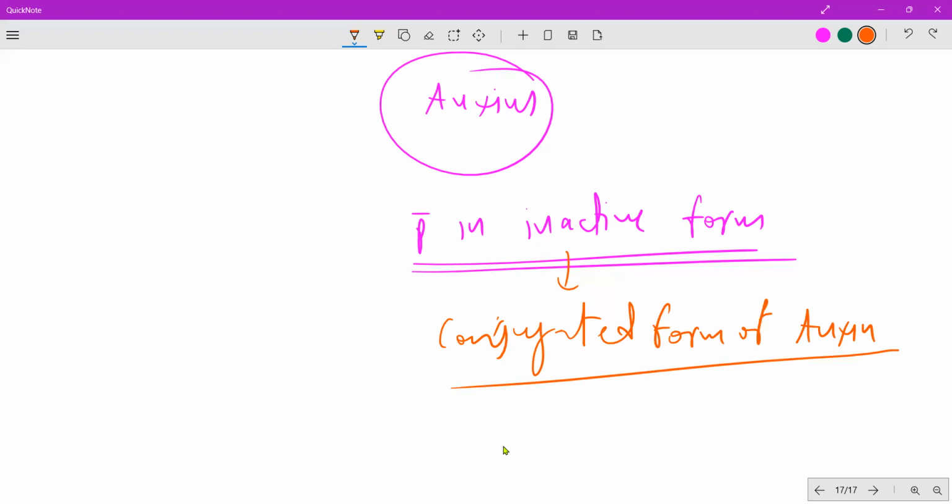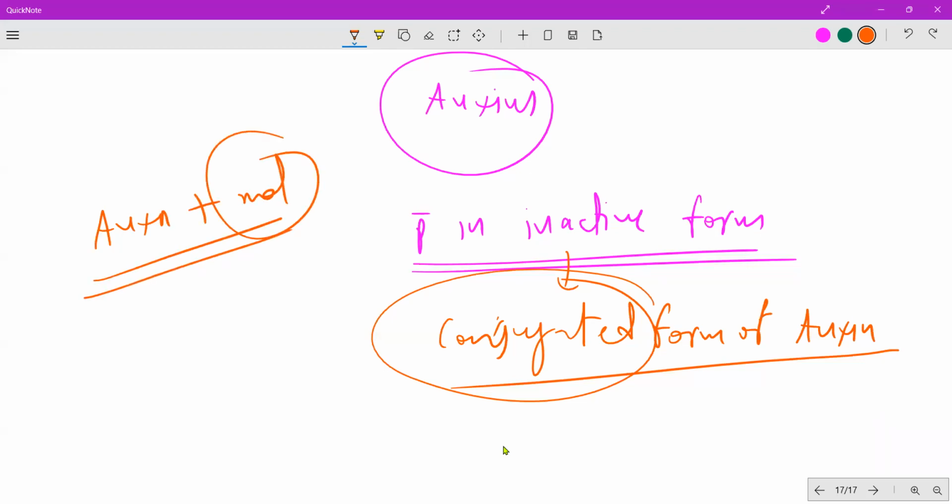So what's conjugated? When I say conjugated, शादी के बाद आप conjugated हो जाते हो. You are attached to somebody. मम्मी ने आपको conjugate कर दिया, चल अब तू बदमाश हो गया, तेरी शादी कर देते हैं. You are conjugated now. तो conjugated form of auxin मतलब क्या? कि auxin is attached to a molecule. Auxin is attached to some molecule. It is conjugated. ठीक है?